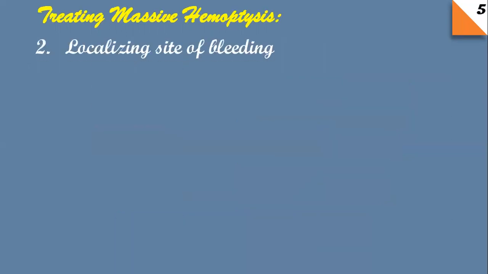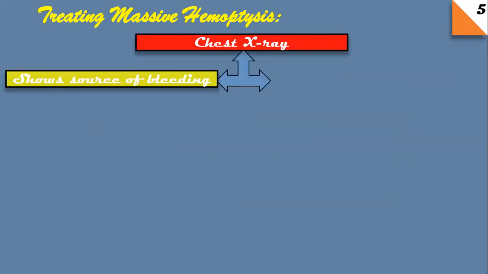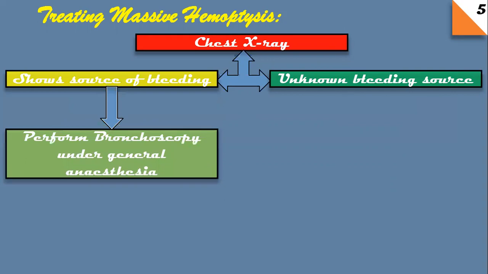So the next step would be localizing the site of bleeding. And for doing it, we have a diagnosing algorithm. That is, firstly, once we perform chest X-ray, then we get two things. That is, either we know which side of the lung is bleeding or what is the source of bleeding exactly, or we don't know the bleeding source. So if we know the bleeding source, then we perform bronchoscopy under general anesthesia, which serves us both diagnostic as well as treatment procedure or help.